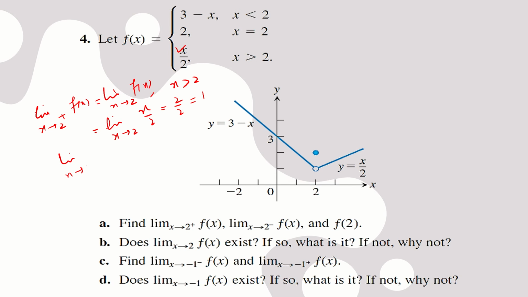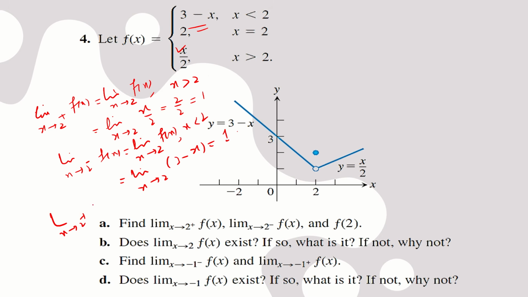Limit x goes to 2 from the left side, f of x. By using the definition, x goes to 2 f of x with the condition that x is less than 2. For x less than 2, the function is defined as 3 minus x. So we take the limit x goes to 2, 3 minus x, and putting the limit, we get 1 again. So in this case, the left hand limit is the same as the right hand limit. Both limits are 1, so that means they are the same.